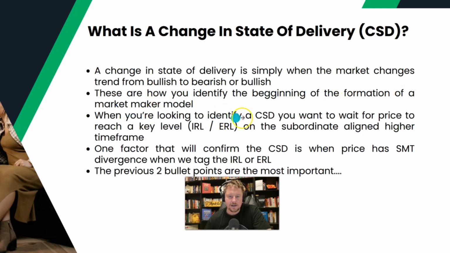When you're looking to identify a change in state of delivery, you want to wait for price to reach a key level, IRL or ERL, on the subordinate aligned higher time frame. One factor that will confirm the change in state of delivery is when you see price has an SMT divergence when you tag into an inner range of liquidity or an external range of liquidity. So you're really looking for SMTs either in those internal range liquidities or in those external range liquidities, okay?